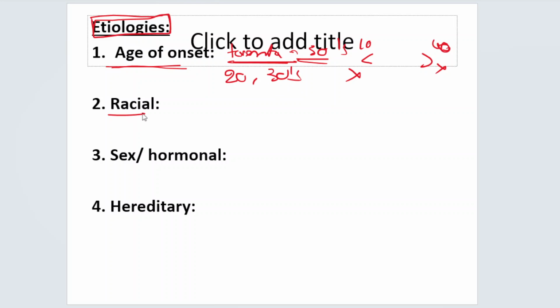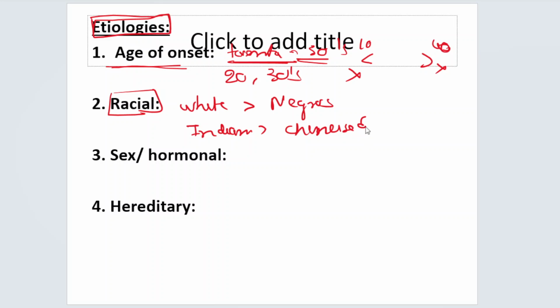Now racial. White races are affected more than Negroes. And Indians are affected more than Chinese and Japanese. So this is the incidence, the prevalence of this disease when they mark it out in the world.